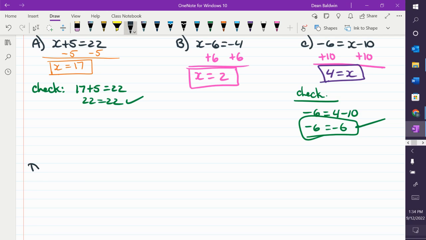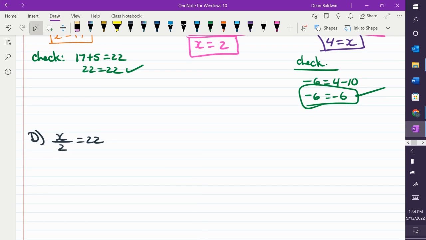We'll be on D. What about something like this? X over 2 is equal to 22. So, what does the line mean? What operation is this? It means divide. X divided by 2, some number divided by 2 is equal to 22. So if we're dividing, what's the opposite operation of dividing? Multiplication.